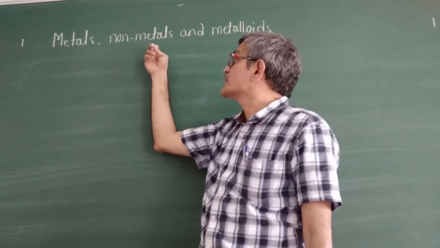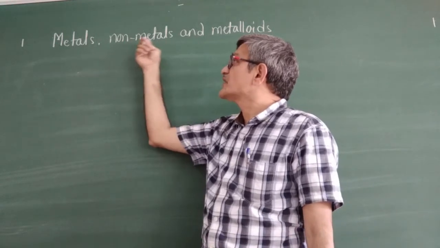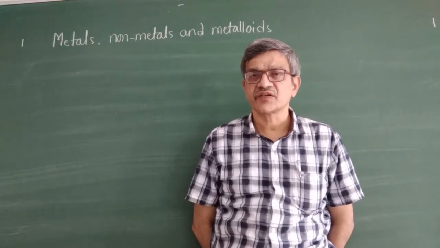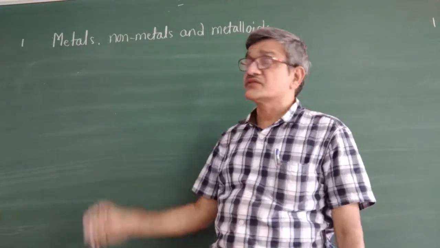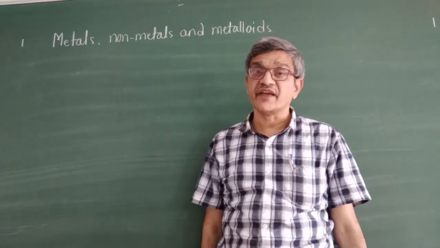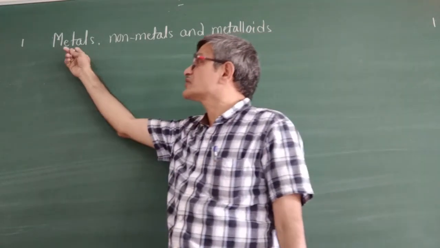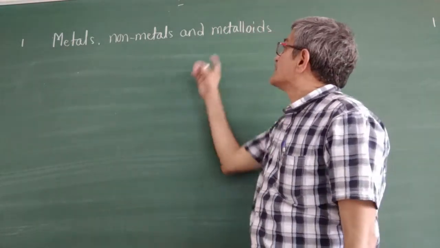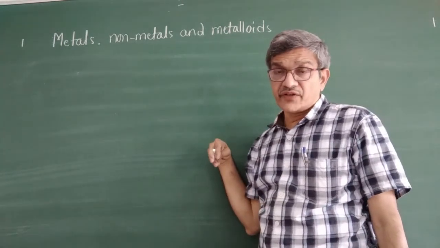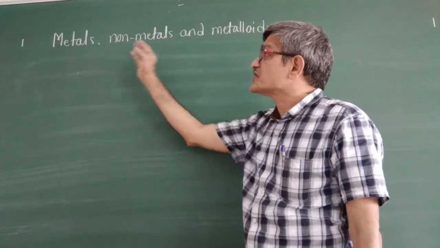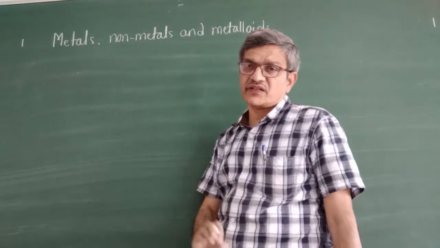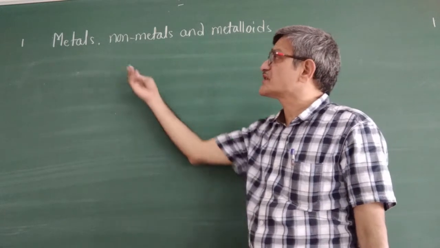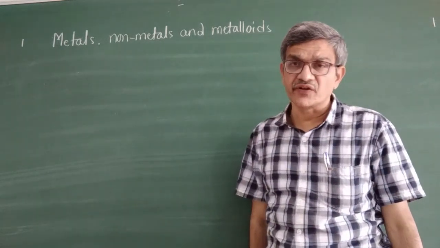So what do we mean by non-metals and metalloids? Non-metals are not good conductors of electricity or heat. We can find non-metals in the form of solids and gases. Metals are usually solid, with one exception, mercury. Then metalloids show the properties of metals as well as non-metals. Some elements show some properties of metals as well as some properties of non-metals.